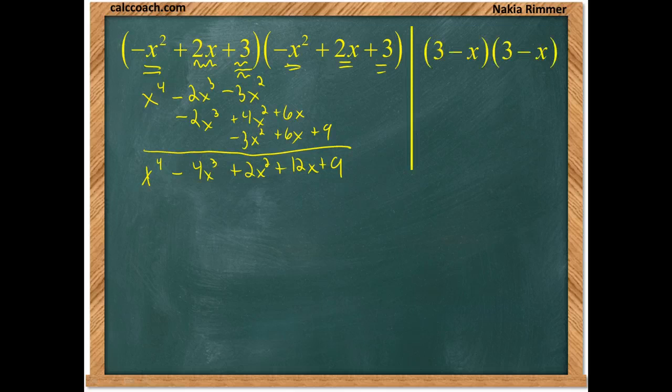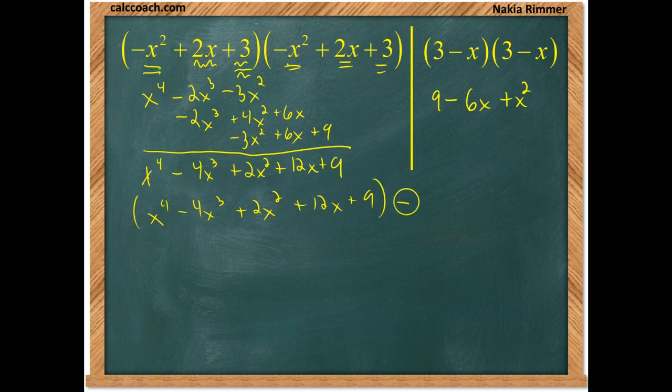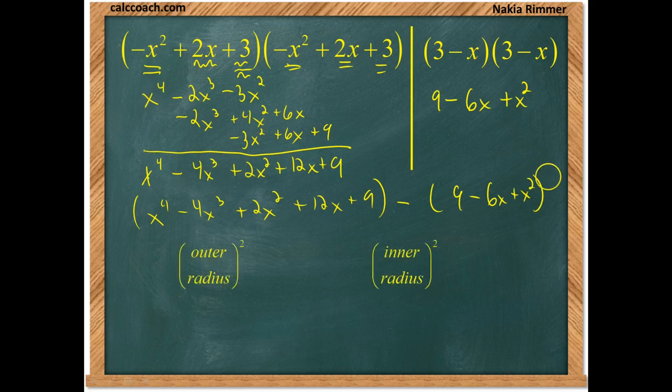Then we have to FOIL out 3 minus x, the inner radius squared. That's just going to give us 9 minus 6x plus x squared. And we have to subtract these two. x to the fourth minus 4x cubed plus 2x squared plus 12x plus 9. And from that we subtract 9 minus 6x plus x squared. We have our outer radius squared and our inner radius squared. So applying the minus, we'll have a negative 9, a positive 6x, and a negative x squared.